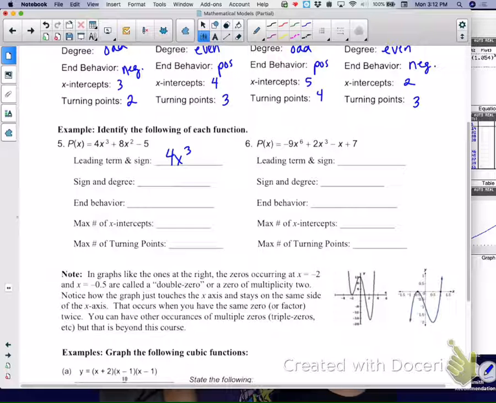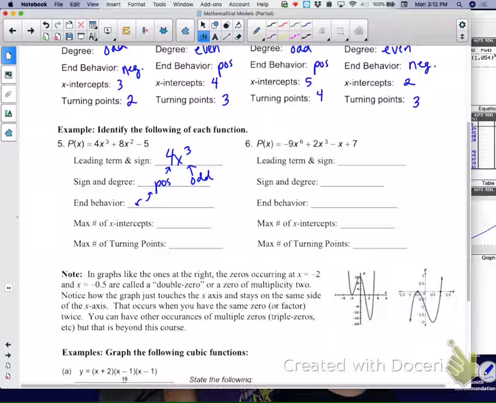Oh, and I didn't even notice here that it says sine. We'll do that in the next part. Sign and degree, this is positive, and your degree would be odd. So the end behavior, the graph is going to end going up. So you can do this kind of thing, just kind of a general graph. I don't know what the graph's doing in the middle, but I know what the ends are doing.